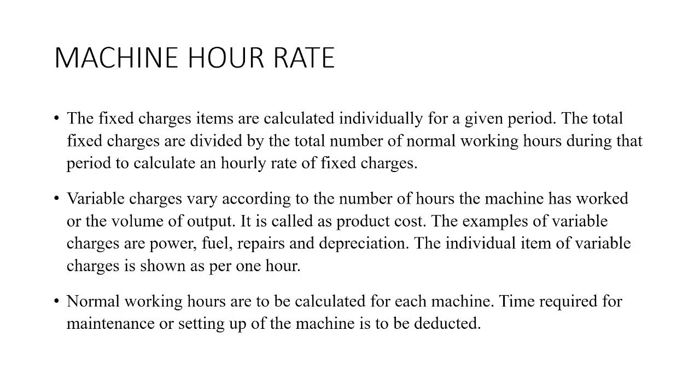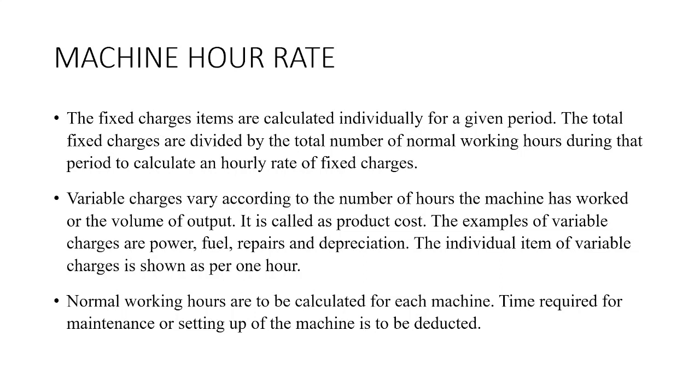These fixed charge items are calculated individually for a given period. Then the total fixed charges are divided by the total number of working hours during that period to calculate the hourly rate of fixed charges. So each item of fixed charges, for example rent or supervision or lighting, is calculated individually, and then the total of these fixed charges is divided by the normal working hours in order to find out the fixed charges per hour.